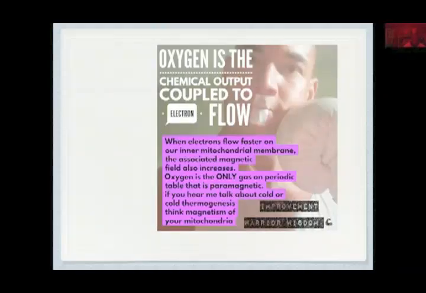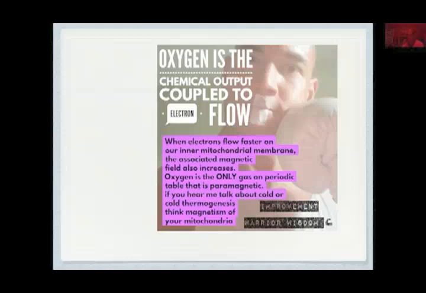Okay, so another meme here. Oxygen is the chemical output coupled to electron flow. When electrons flow faster on our inner mitochondrial membrane, the associated magnetic field also increases. Oxygen is the only gas on the periodic table that is paramagnetic. So if you hear me talk about cold or cold thermogenesis, think magnetism of your mitochondria.